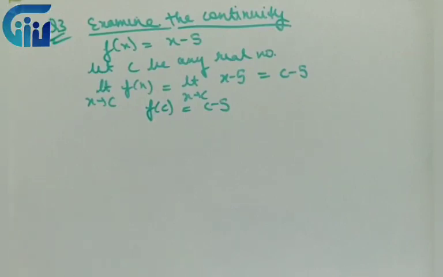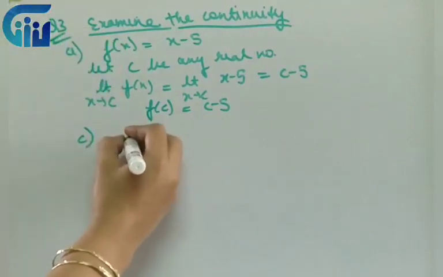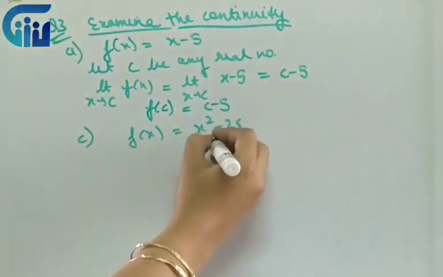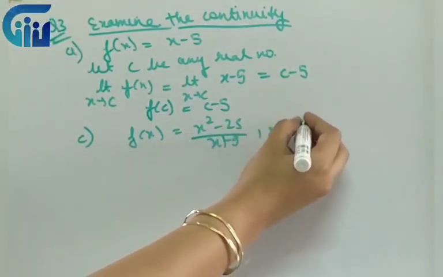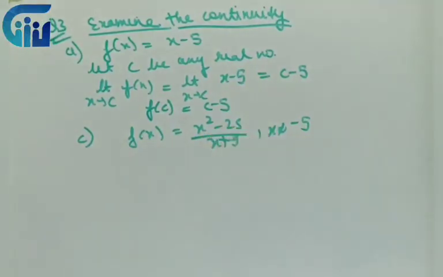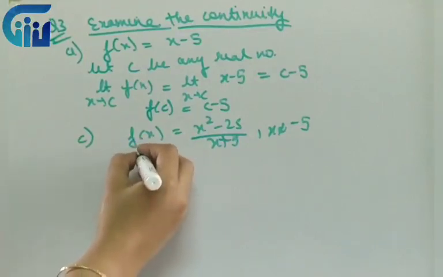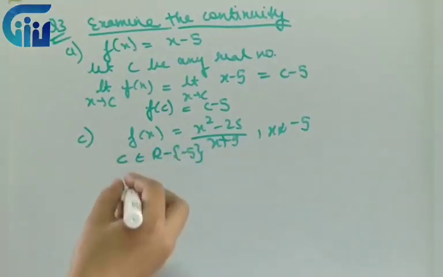Similarly, we will do the second part of the question. I am doing the third part. The third part says f(x) is equal to x square minus 25 upon x plus 5, x is not equal to minus 5, right? So now what we can do is, again I will say let c be any real number except minus 5.